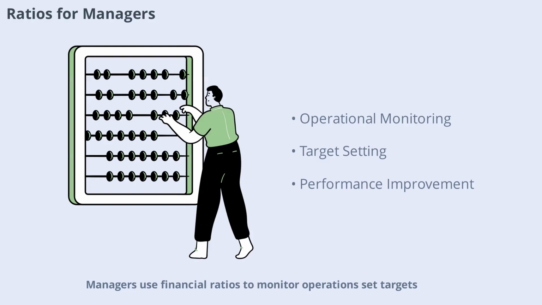Managers use financial ratios to monitor operations, set targets, and improve performance. Ratios help them identify areas that need attention, such as cost control or asset utilization. By tracking ratios, managers can make better decisions and drive business growth. Ratios are practical tools for day-to-day management.